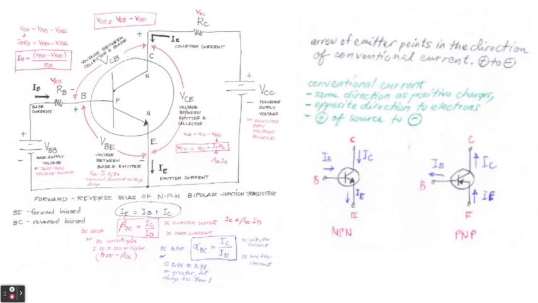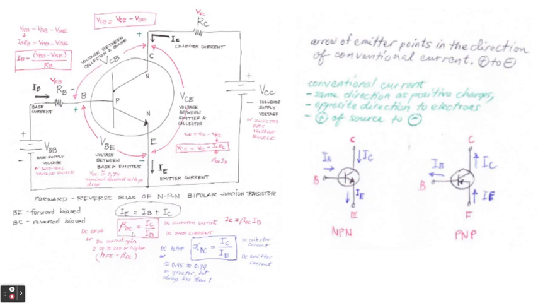Now take note that the current IE is equal to IB plus IC. So the IE, which is coming out from the transistor, is equal to the sum of the IB coming into the transistor and IC coming into the transistor, perfectly showing you Kirchhoff's current law, which says that the output current is equal to the input currents. So the input currents, IB and IC, the sum of them will become the output current IE. So that's why we have IE equals IB plus IC.